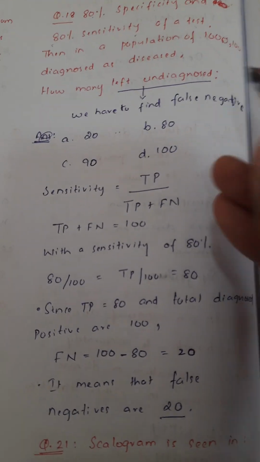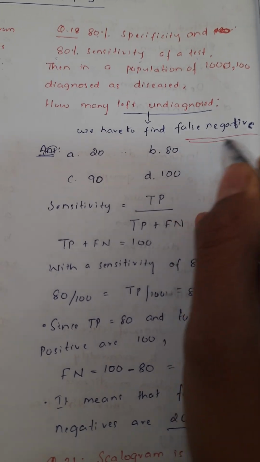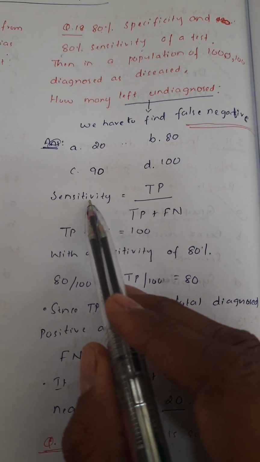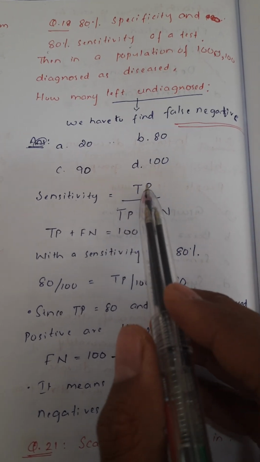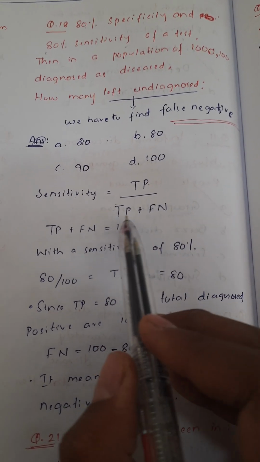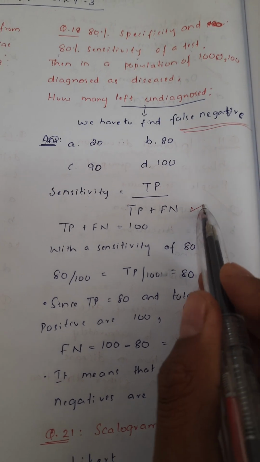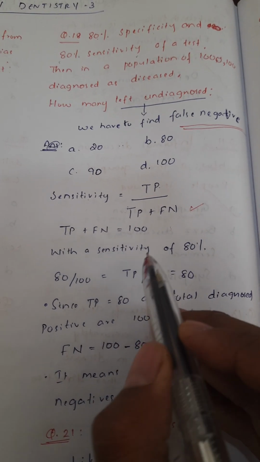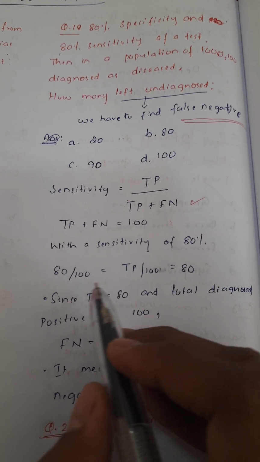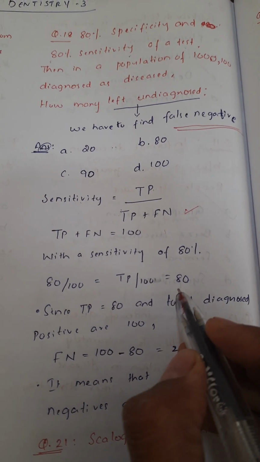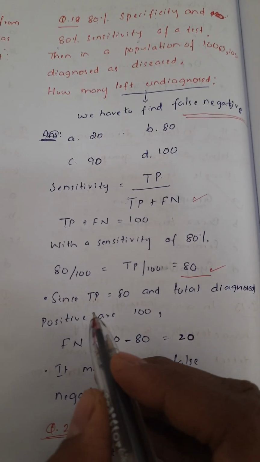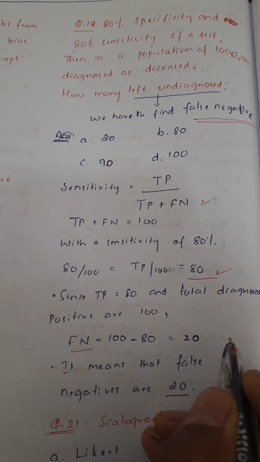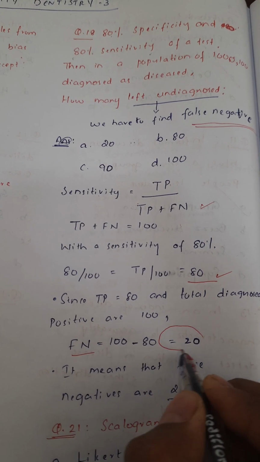So for this we have to find false negative, undiagnosed false negative. So sensitivity equal to true positive by true positive plus false negative is the formula we use. And in this true positive and false negative are 100 with a sensitivity of 80% means answer is 80. And since true positive is 80 and total diagnosed are 100, false negative are 20. And this is the answer.